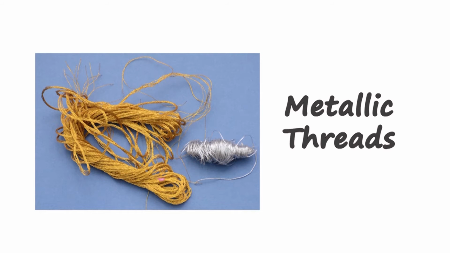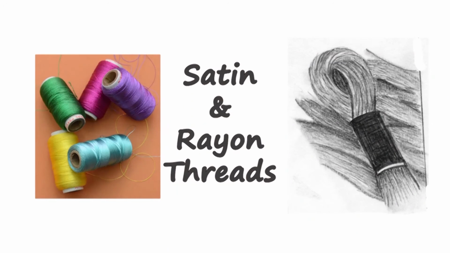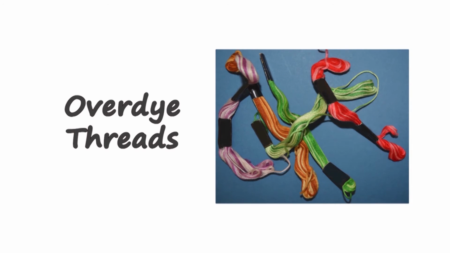Now the metallic threads. Metallic threads add shine and glamour to the embroidery work. These are available in the market in colors like gold, silver, platinum, copper and antique or aged version. Metallic threads are quite durable and require less care. Satin and rayon threads. It is a term used for synthetic threads which give a brighter and shimmery look in the embroidery. Over-dyed threads. These threads have more than one color in a single strand.